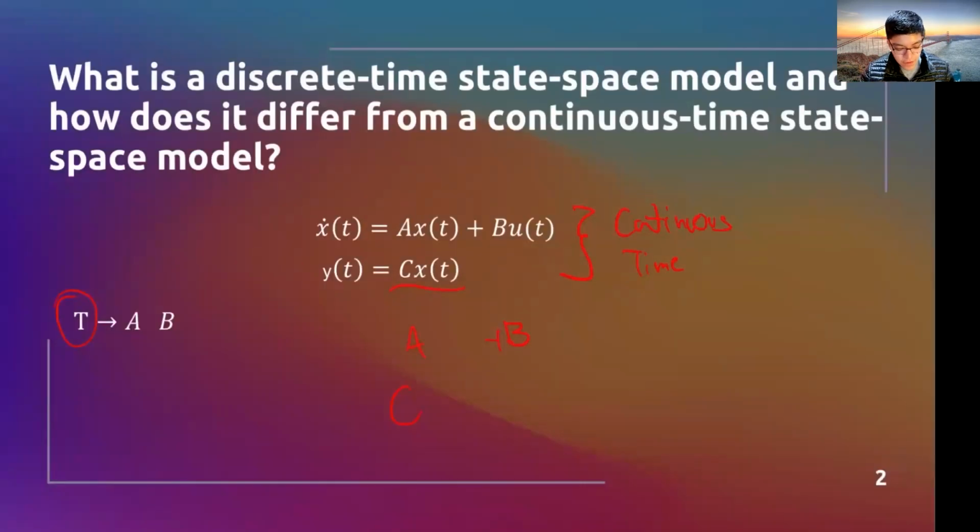So first, I have quite important notes to make that I have already made. What is a discrete time state space model? How does it differ from a continuous time state space model?